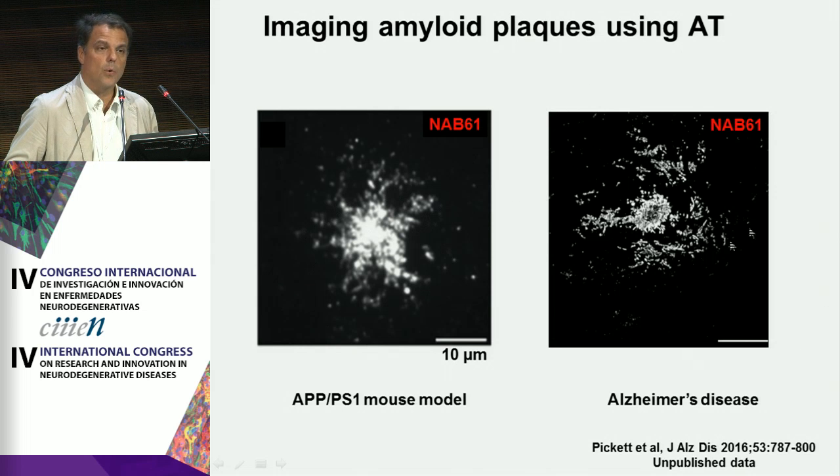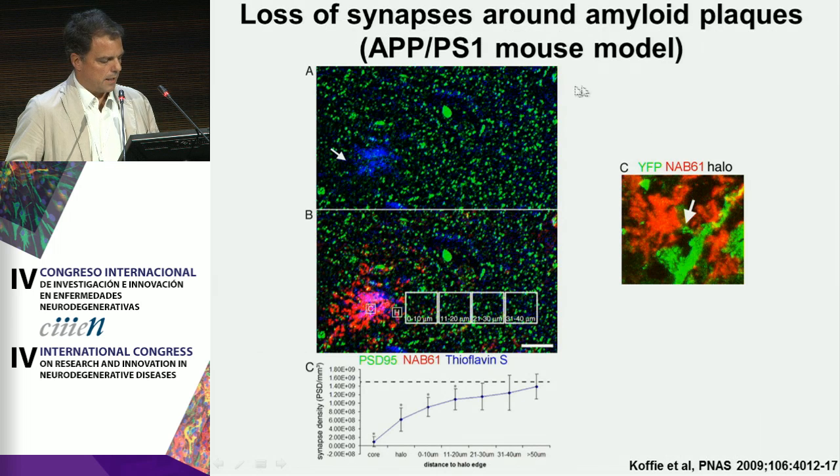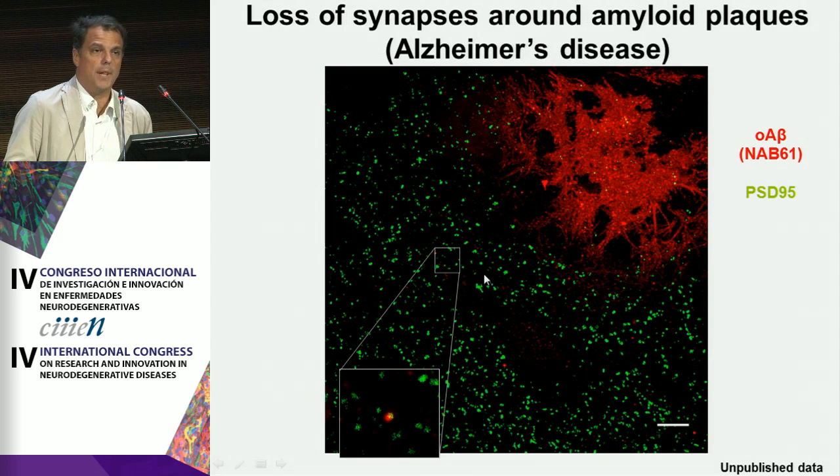This is in humans. This is one of our Alzheimer's disease cases, where you see the structure of the amyloid plaque. In this case, we are interested in oligomeric forms in plaques. This technique has been applied to image plaques by the group of Tara Spires in the past. She showed that when you look at plaques in the APP-PS1 model, the number of synapses decreases as you get closer to the plaque. So this was one of her papers showing the relation between amyloid plaques and synapses using this technique. We have also applied the same in humans.